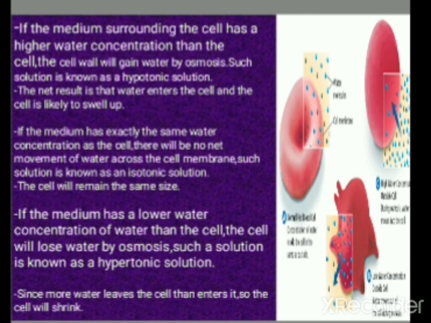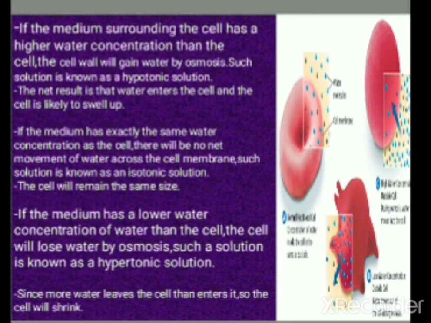In the second case, if the medium has exactly the same water concentration as the cell, there will be no net movement of water across the cell membrane. Such a solution is an isotonic solution. In an isotonic solution, the amount of water going into the cell is the same as the amount of water going out of the cell. So the cell will remain the same size. That is the first figure from the left side.